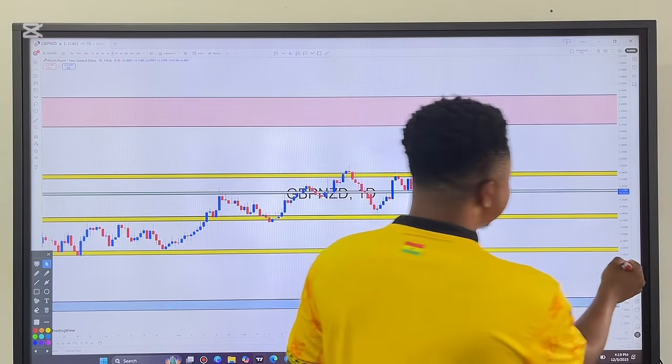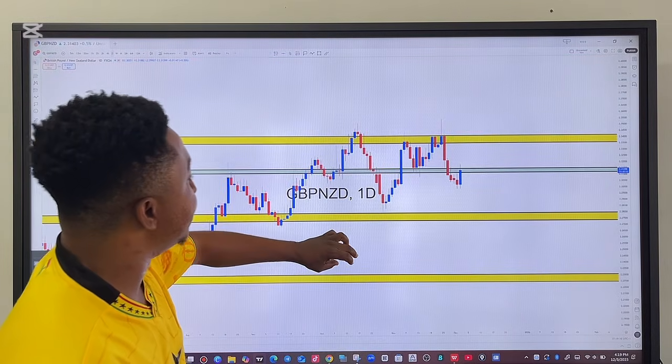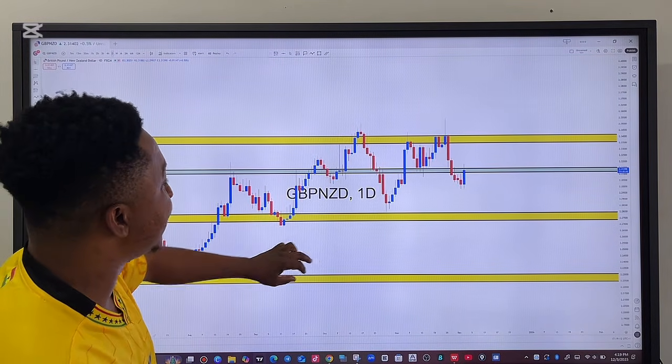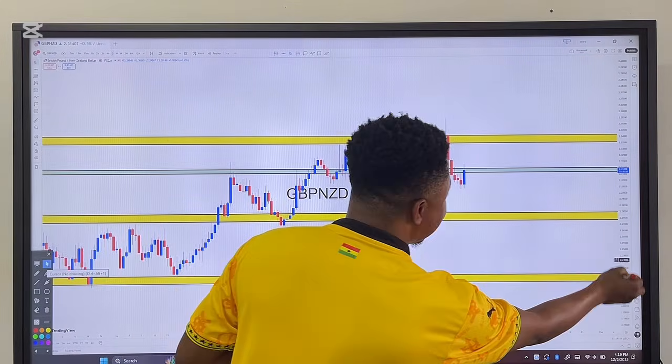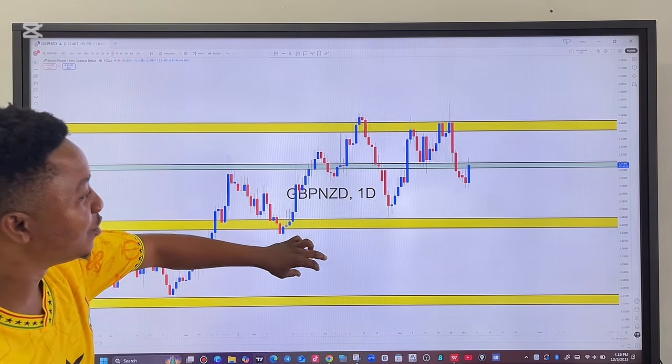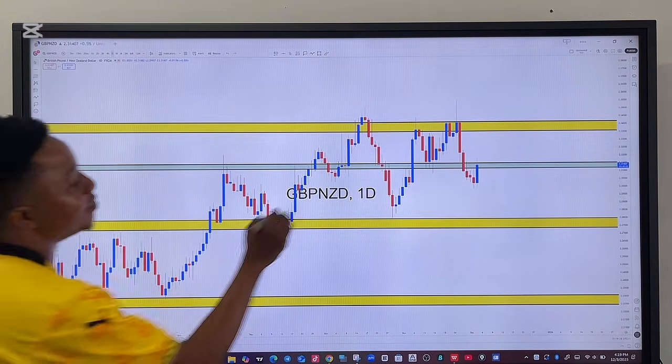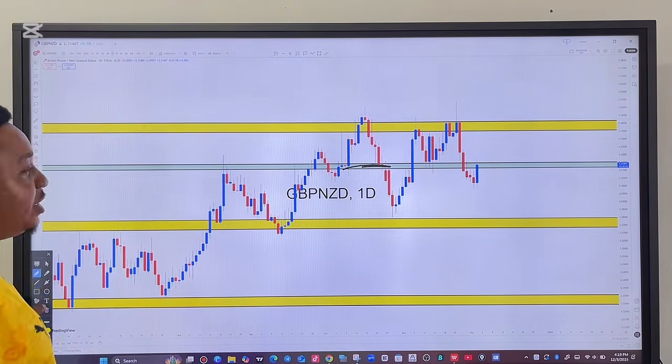Alright, so this is the daily time frame of GBP NZD. Now, GBP NZD on the daily, let's understand things again over here in the daily time frame. Alright, so we have the daily mid-range zone. What is going on in the daily mid-range zone?